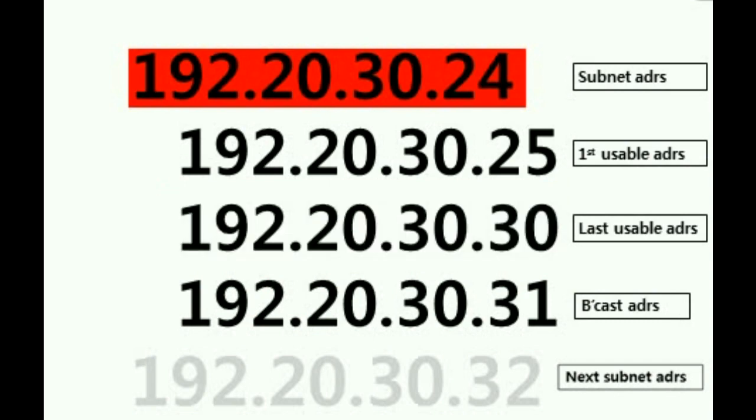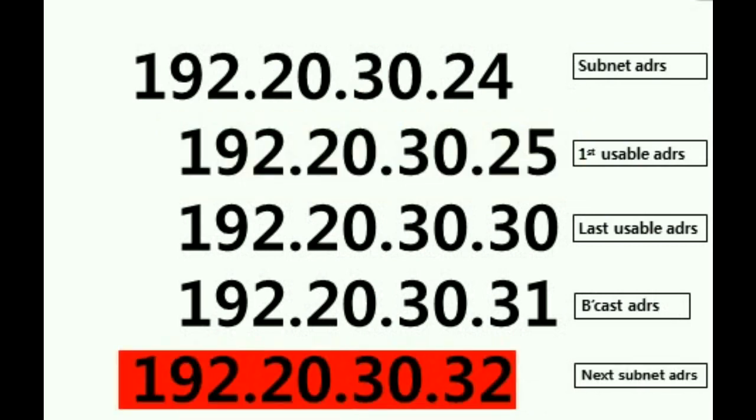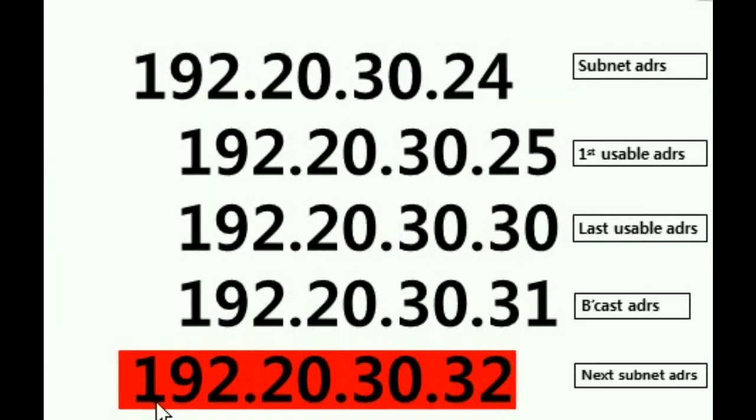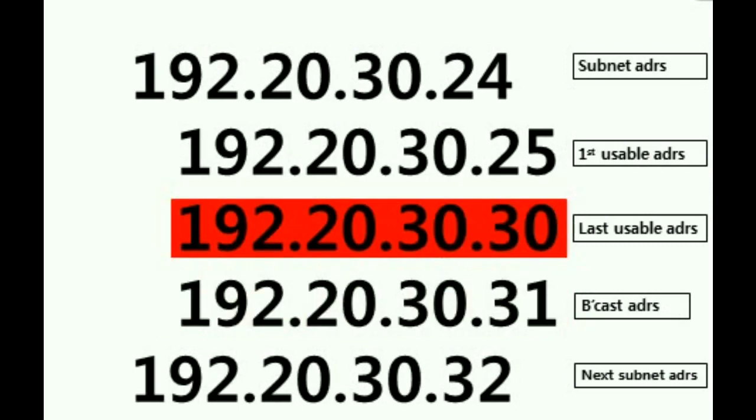So we have our subnet address, plus 1 to get the first usable address. And then we have our next subnet address over here, which is the .24 plus 8, the block size, 192.20.30.32, our next subnet address, minus 1 to get the broadcast address, minus 1 again to get the last usable address.